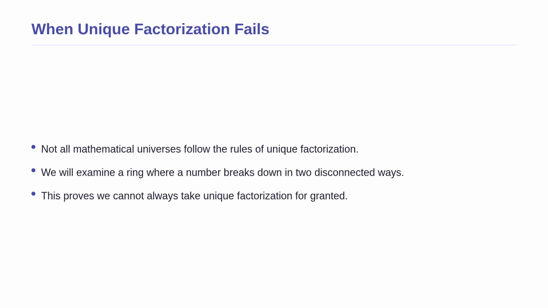This brings us to a scenario where the rules break down. To truly understand why unique factorization domains are special, we must look at a universe where unique factorization fails. We are going to examine the ring formed by adding integers to multiples of the square root of -5. In this new mathematical universe, we will see that a single number can be broken down into two completely disconnected sets of building blocks. This is a profound realization because it shows us that we cannot always take unique factorization for granted when we move into more complex algebraic systems.